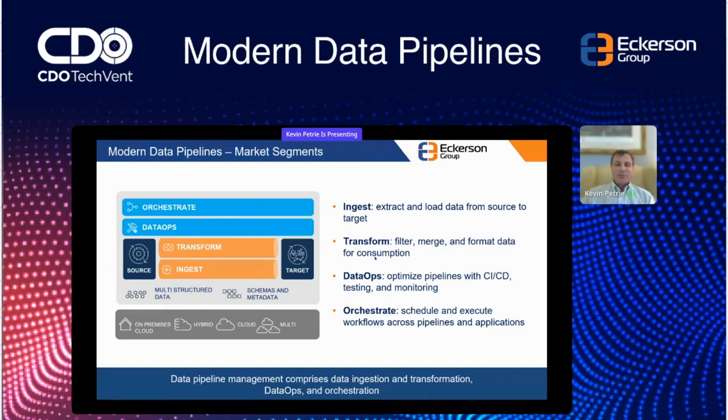So data pipeline management comprises these four segments: data ingestion, data transformation, data ops, and data orchestration.